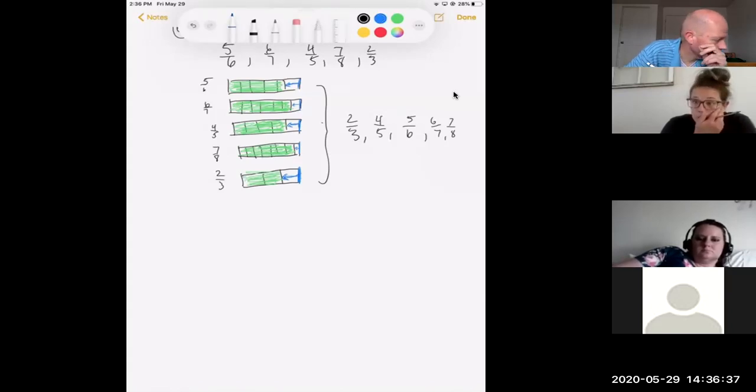Okay, so that's ordering fractions. Moving on, we need to do some bar models.